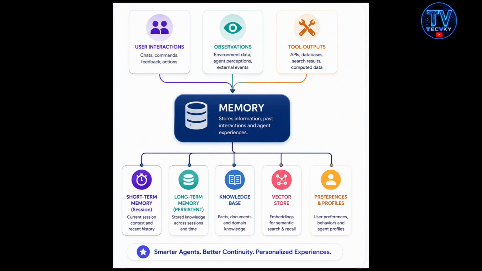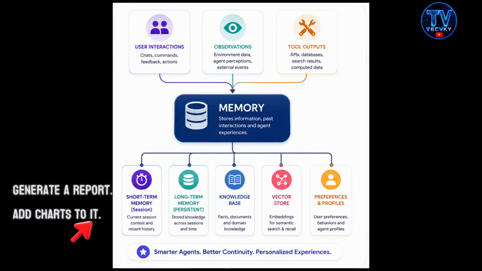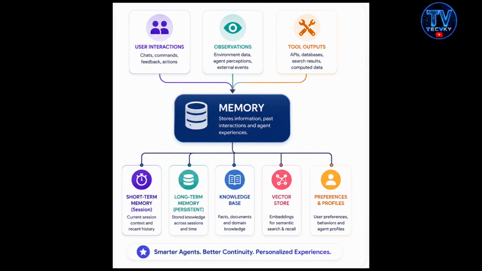Now let's see short-term memory. Short-term memory stores information for the current session. It helps the agent remember what has already been discussed during an ongoing conversation. For example, the user says generate a report, and later says add charts to it. So what is "it" here? What are we referring to? The agent can understand from short-term memory, which holds the ongoing conversation, what this "it" means. So the agent understands what "it" refers to because it remembers the current conversation.